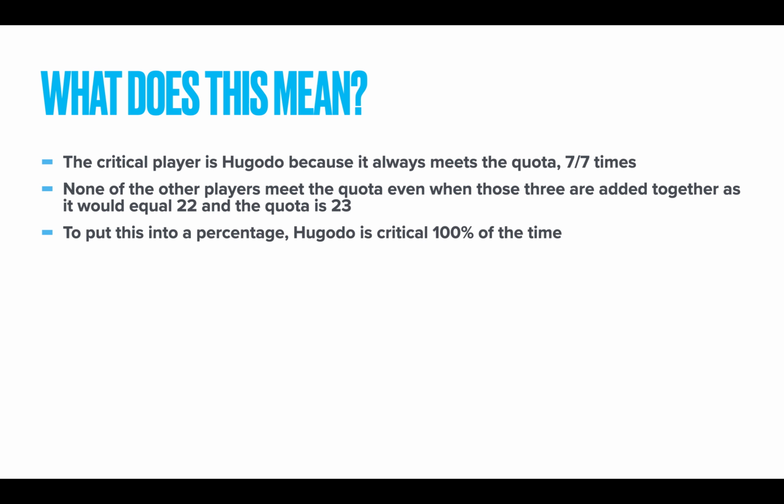So what does this all mean? The critical player is Hugoto because it always meets the quota, 7 out of 7 times. None of the other players meet the quota even when those three are added together, as it would equal 22 and the quota is 23. To put this into a percentage, Hugoto is critical 100% of the time. Hugoto by itself surpasses the quota. All you need to win the election is Hugoto.